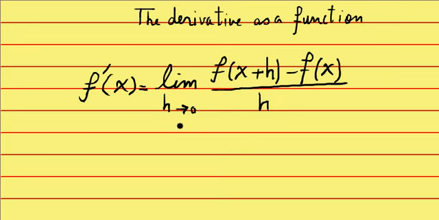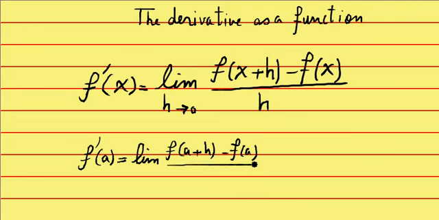What's the difference between this and what we just saw in the previous lecture? In the previous lecture we had a written in this place, indicating that we were just paying attention at one single point, like we were writing f prime of a is equal to the limit of f of a plus h minus f of a over h as h goes to 0.